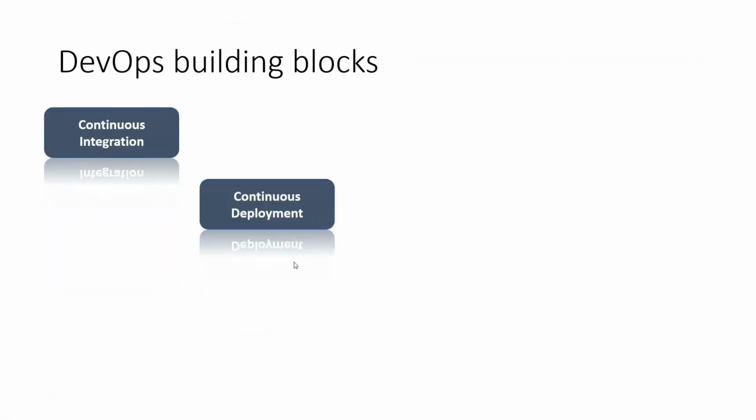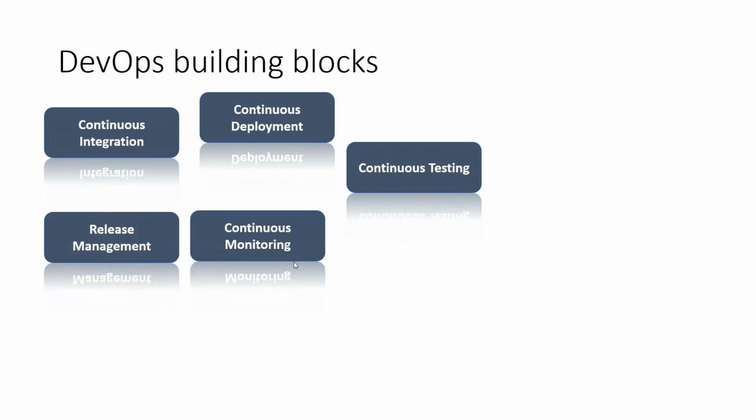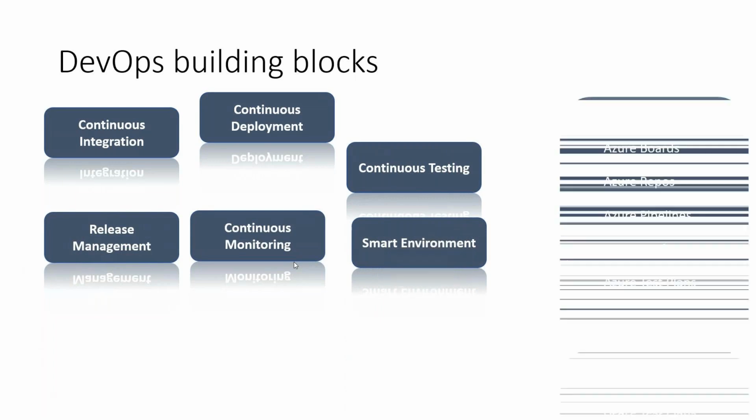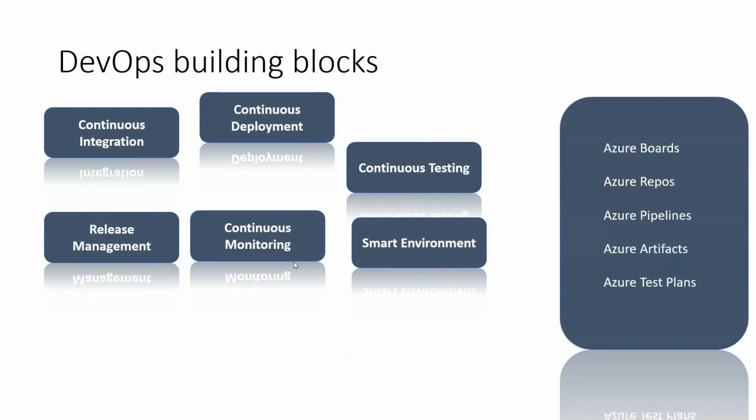We touched upon this one already. What are the DevOps building blocks? These are common. It doesn't matter which tool you are using, but these are the common building blocks: integration, deployment, continuous testing, smart environments, continuous monitoring, release management. And we are addressing all these different DevOps building blocks using Azure Boards, Repos, Pipelines, Artifacts, and Test Plans. We covered it in our first class, so I'm just quickly doing it.